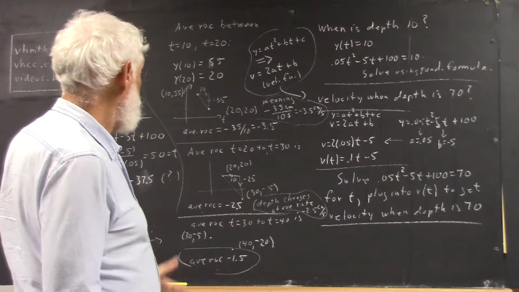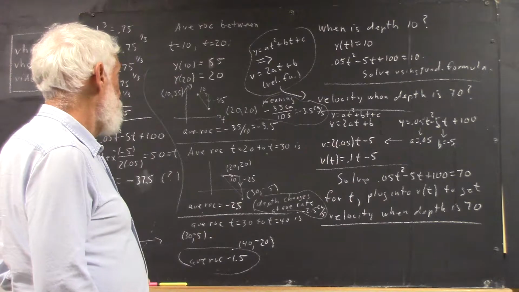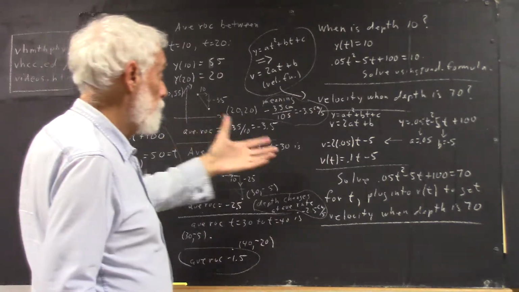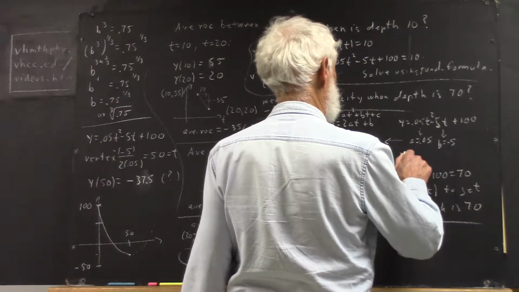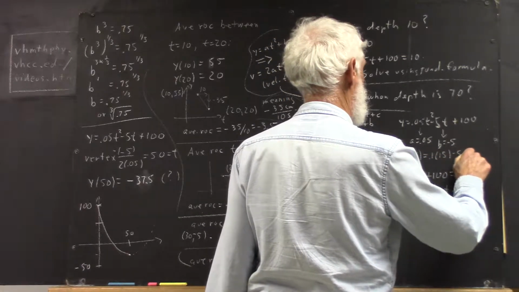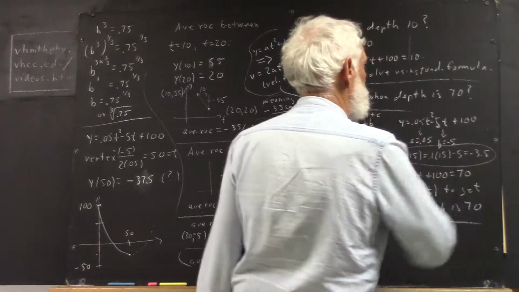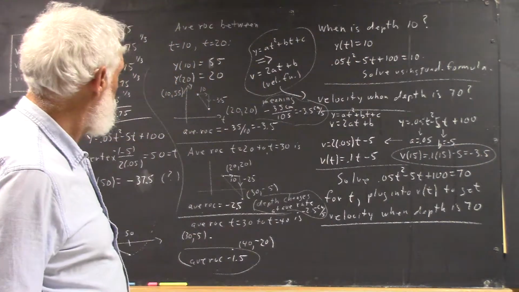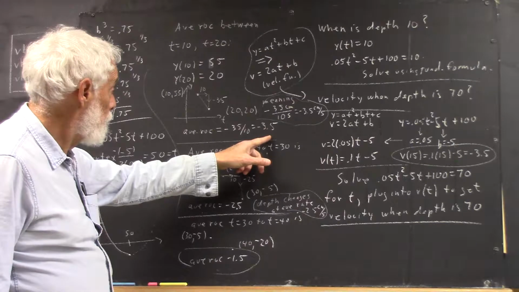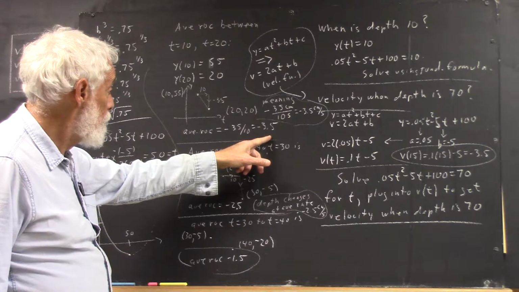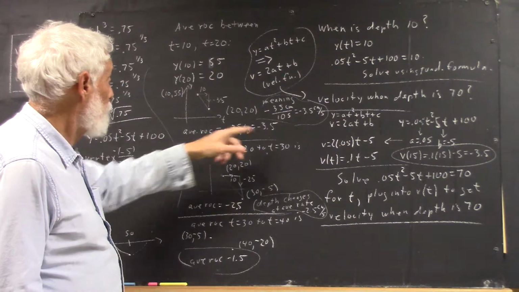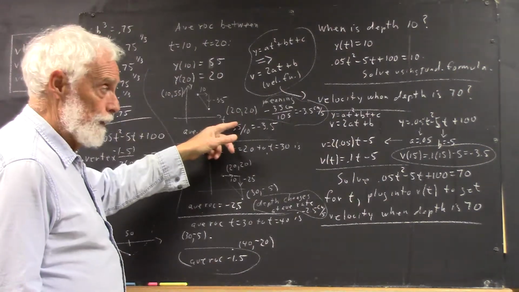Okay, and what's the velocity? Halfway between 10 seconds and 20 seconds, even better, is 15 seconds. What's the velocity at 15 seconds? That's negative 3.5. What's the average velocity between 10 and 20 seconds? Negative 3.5. So the average velocity on this interval is the same as the velocity at the midpoint time of that interval.